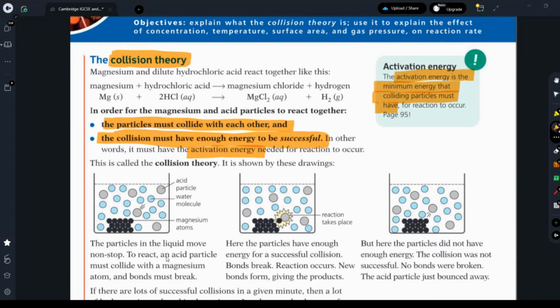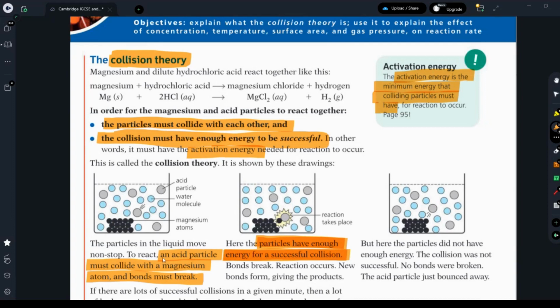In this case we have taken magnesium and hydrochloric acid. Atoms of magnesium will react with the acid. An acid particle must collide with a magnesium atom and bonds must break. When that happens, what is the scenario in this case? Particles have enough energy for a successful collision. This point is extremely important, and I'm pointing this out again: particles must have enough energy for collision.